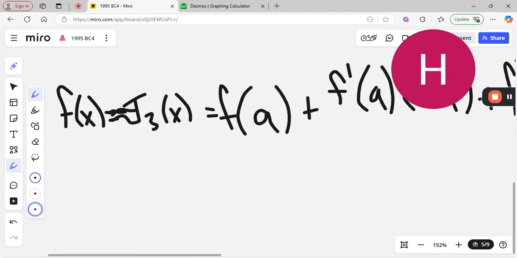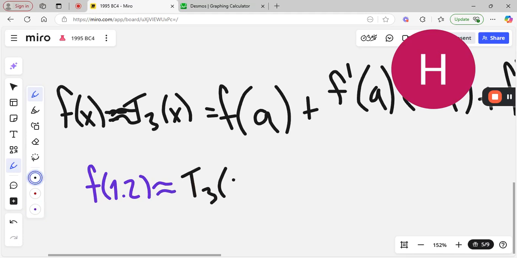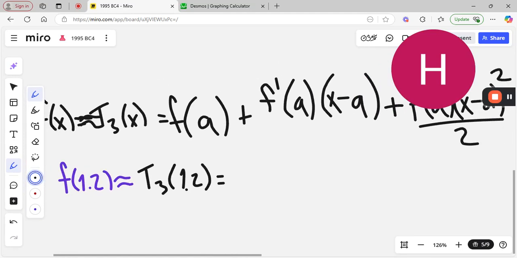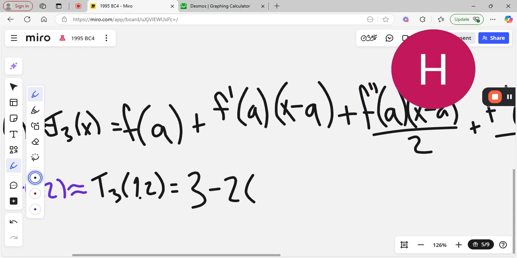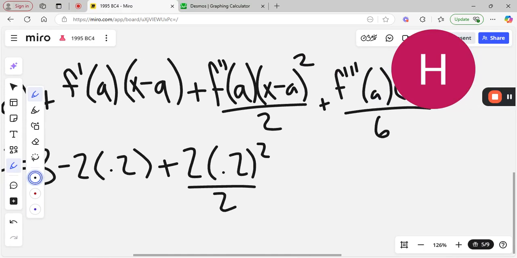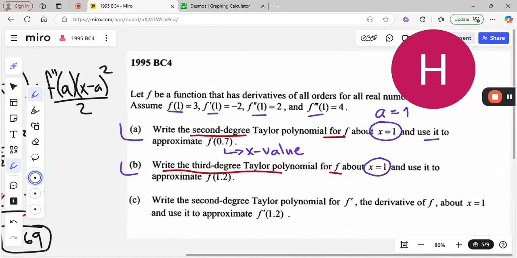Okay, that means that we can approximate f of 1.2 is approximately this third degree Taylor polynomial at 1.2, which is, what is that going to be? So we have 3 minus 2 times 1.2 minus 1, that's going to be 0.2. So all of these x minus a's are going to factor like that. 0.2 squared over 2. And then what was f triple prime? I didn't check that one yet.